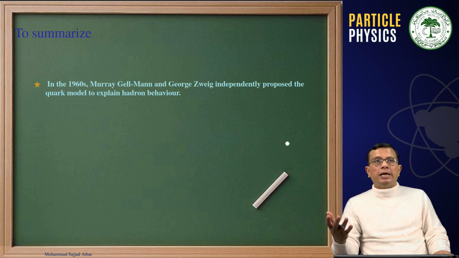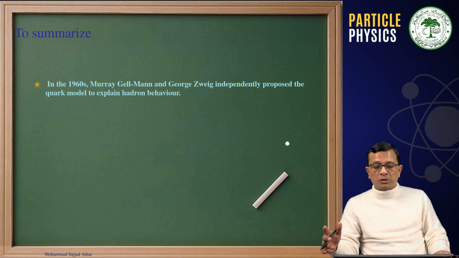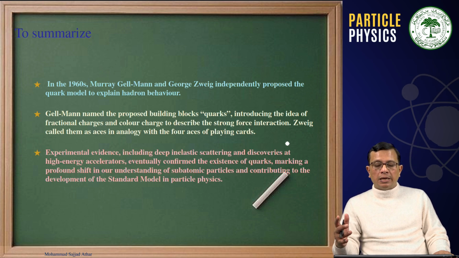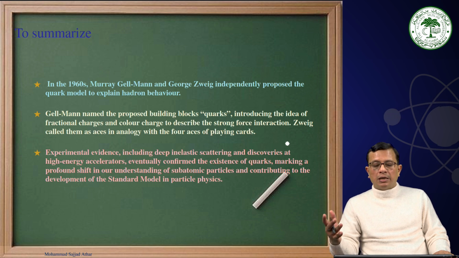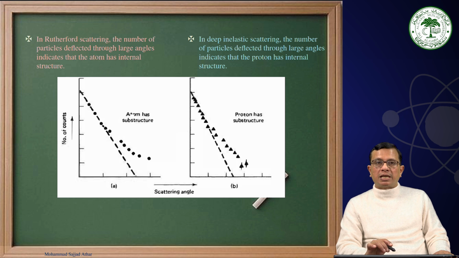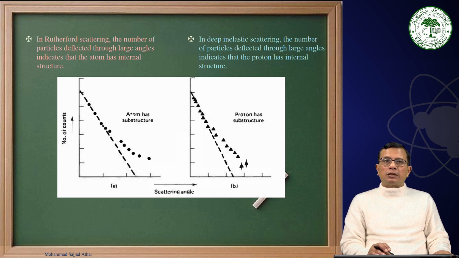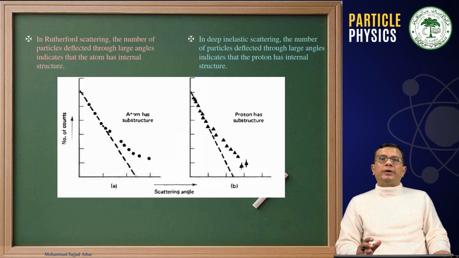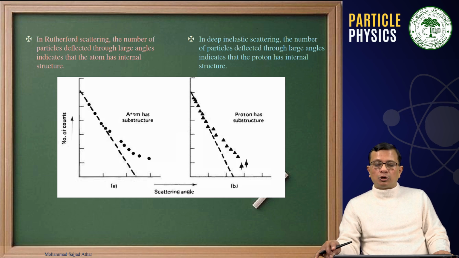then we can summarize that in the 60s, Gell-Mann and Zweig independently proposed the quark model to explain hadron behavior. Gell-Mann called them quarks, Zweig called them aces, and experimentally they were observed in deep inelastic scattering experiments, marking a profound shift in our understanding of subatomic particles. This is how we can understand that. On the left hand side, the result of the Rutherford alpha particle scattering experiment showed that the atom has a structure, while on the right hand side, a similar experiment with electron-proton scattering showed that in the high Q square region, the proton also has a structure.